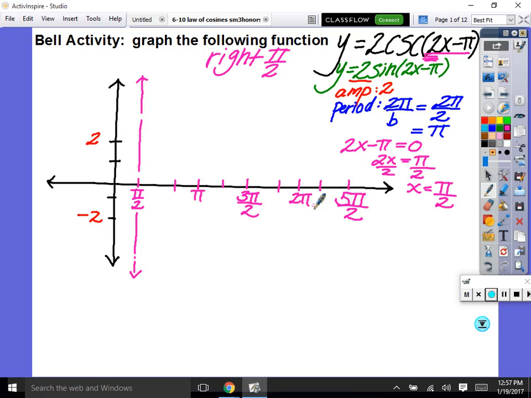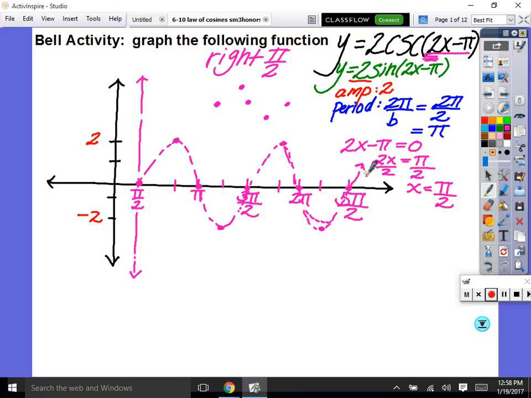So now let's draw in sine. Remember that sine goes 0, max, 0, min, 0, right? So here we go. Starting here: 0, next point max, next point 0, next point min, next point 0. Drawing it again: max, 0, min, 0. And remember that sine's not really there, it's just helping us graph cosecant.